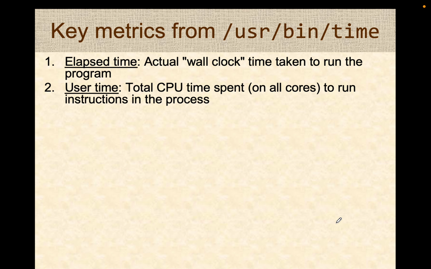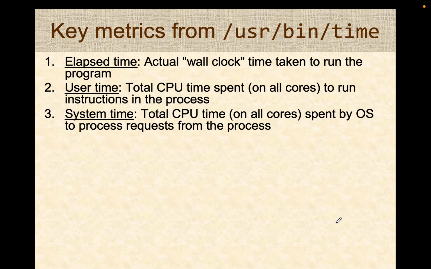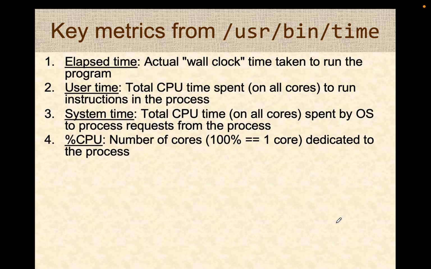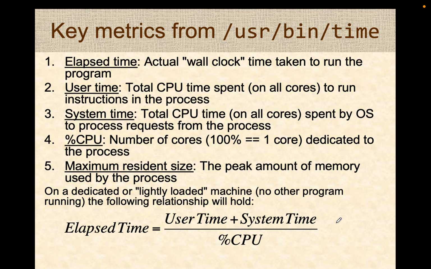So these are the key statistics in terms of elapsed time, user time, system time, and percentage CPU that we would typically record for benchmarking and comparing the performance of programs before and after optimizations. Sometimes we'll also look at the maximum resident set size, which is the peak amount of memory that is used by the process. This is usually reported in kilobytes by /usr/bin/time.